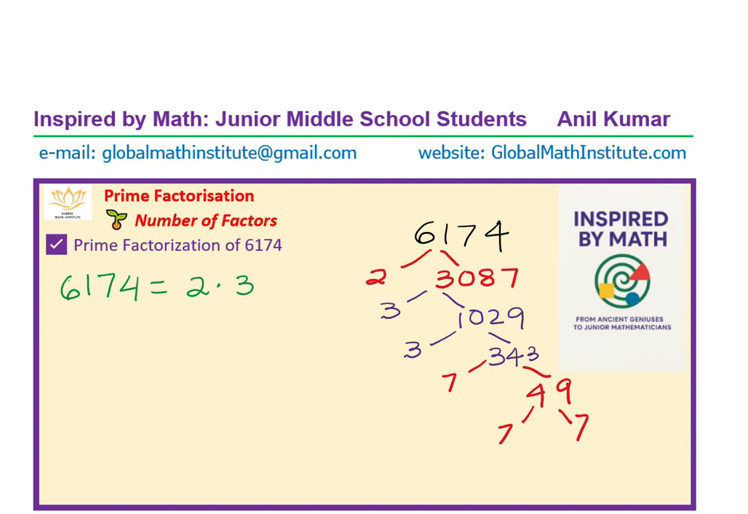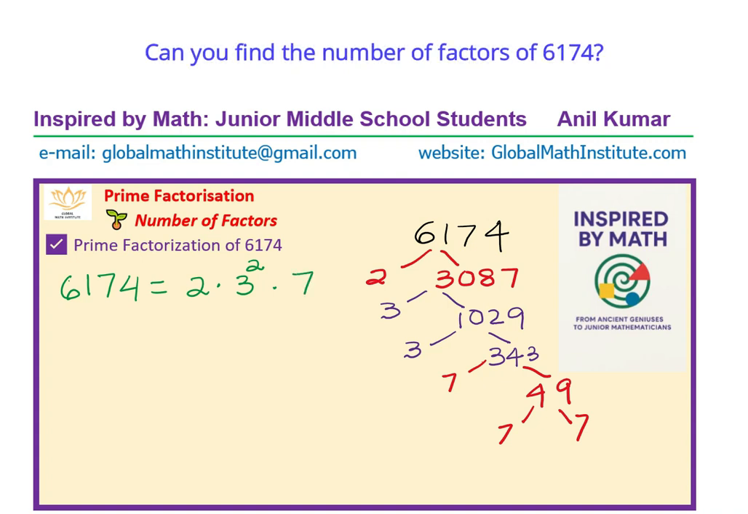So 3 times 3, we'll write 3 square here, and we got 3 sevens, right? So this decimal is not a decimal, it is a product multiplication sign, and we get 3 times 7 cube. Perfect. So now 6174 can be written as 2 times 3 times 3, which is 3 square, times 7 times 7 times 7, which is 7 cube.